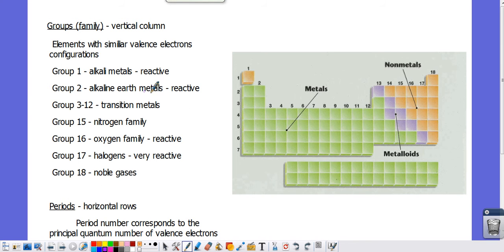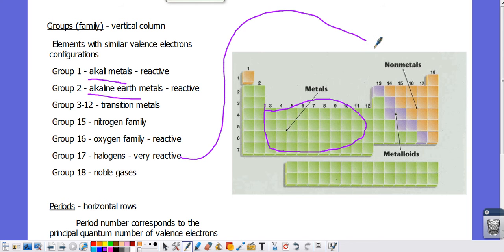Nowadays we have names for these different groups. Your periodic table is numbered 1, 2, 3, 4, 5, 6, 7, all the way to 18. And I think we already wrote these down. Alkali, earth are the first two. Transition is everything in here. That's the D area of the periodic table. The nitrogen family, oxygen. Halogens is group 17. And the noble gases is group 18.